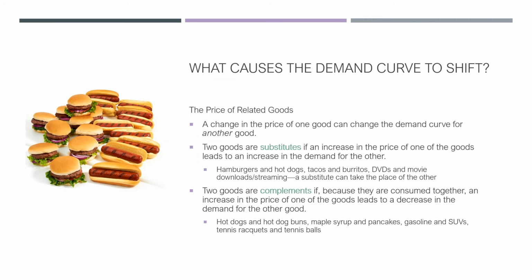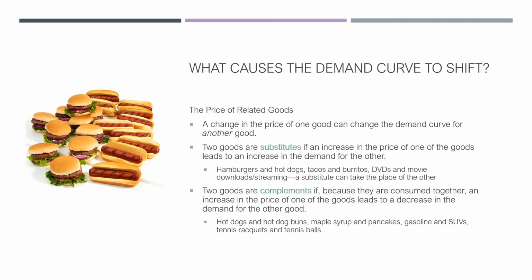The prices of related goods. Earlier, we saw that when the price of apples fell, people ate more apples and fewer oranges. This shifted the demand curve for oranges. In other words, a change in the price of one good can shift the demand curve for another good.